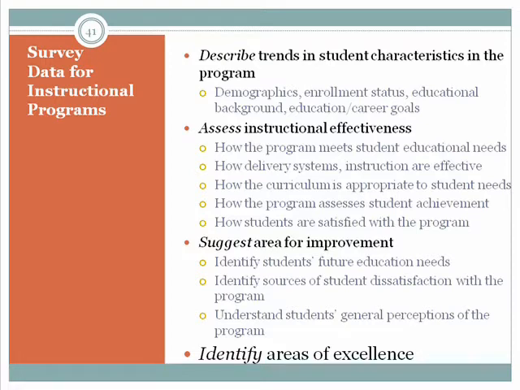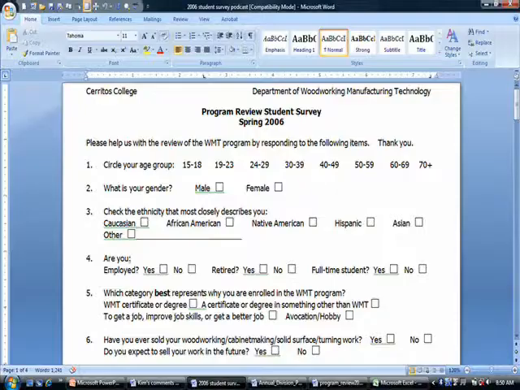Programs also use surveys to suggest areas of improvement. For example, programs may want to identify students' future educational needs, identify sources of student dissatisfaction with the program, and understand students' general perceptions of the program. And finally, programs typically use surveys to identify areas of excellence in the program.